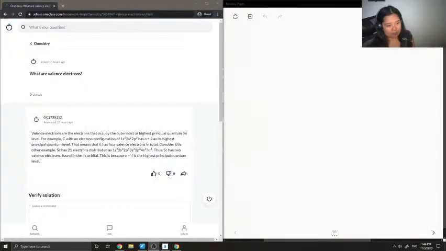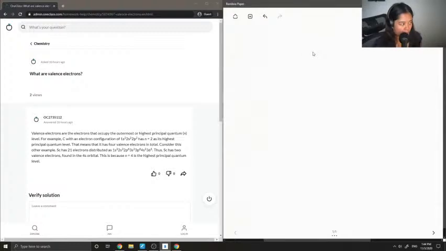Now I'm just going to get started on my set of questions for today's session. All right. Question number 1 asks, what are valence electrons? So this is an example of a high school chemistry question.